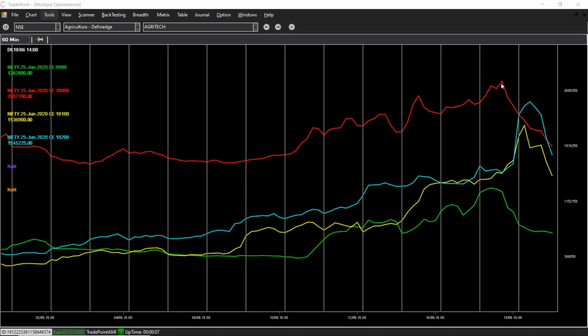It also happened in the red line, which is the 10,000 call. Basically it happened in all the calls, but in the 10,100 and 10,200 calls, it happened only on Friday. In fact, on Thursday, it was rising. They started covering only on Friday. So my question is, people just look at this call covering and think that it is very bullish. For me, it is not like that.